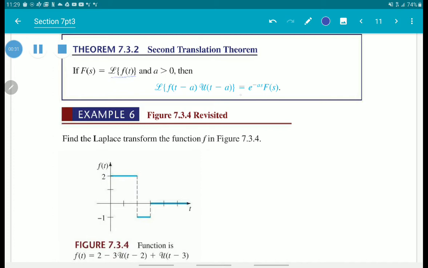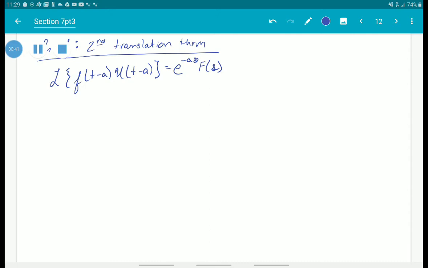So think about what that's saying. I want to go through and actually prove that so you can kind of see where that's coming from. So that's what the translation theorem is saying. And we just need to recall what that unit step's saying. Remember that unit step takes on the value of 0 when t is between 0 and a. And then it takes the value of 1 when t is greater than or equal to a.